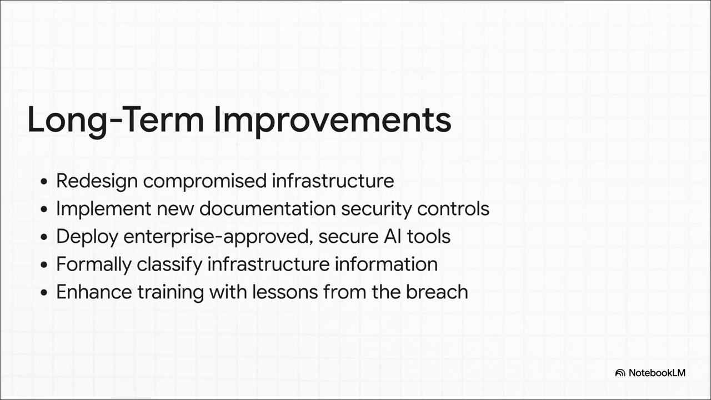And beyond that initial firefight, you need a long-term plan to build resilience. This could mean redesigning parts of your network, bringing in new security controls like that just-in-time approach we talked about, rolling out secure AI tools for your teams, and training everyone on the lessons learned from the breach. It's all about making sure this can never, ever happen again.